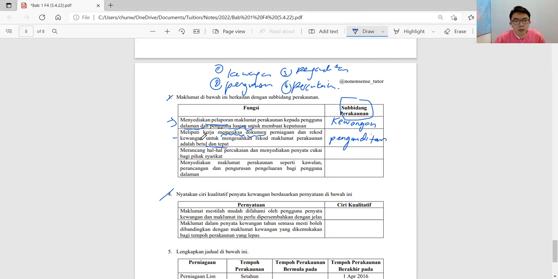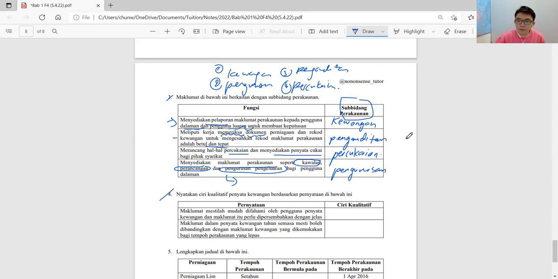Now we go to the third one: merancang hal-hal percukaian, menyediakan penyata cukai bagi pihak syarikat. Straight away it tells you percukaian, very straightforward. The last one, menyediakan maklumat perakaunan seperti kawalan, perancangan, dan pengurusan pengeluaran. These are all the areas of what? Perakaunan pengurusan, management accounting.